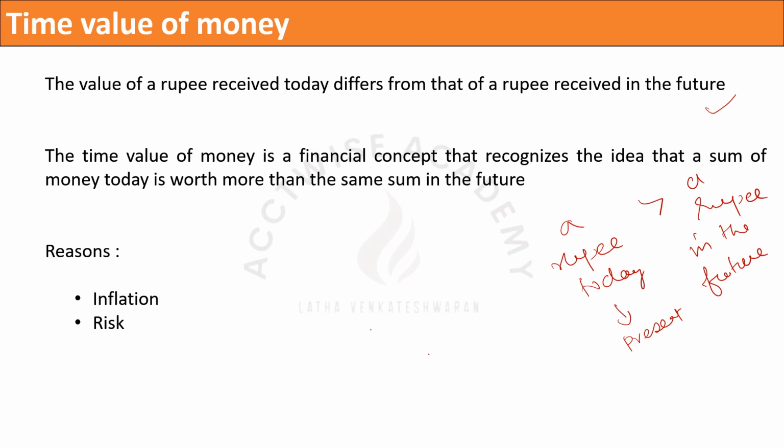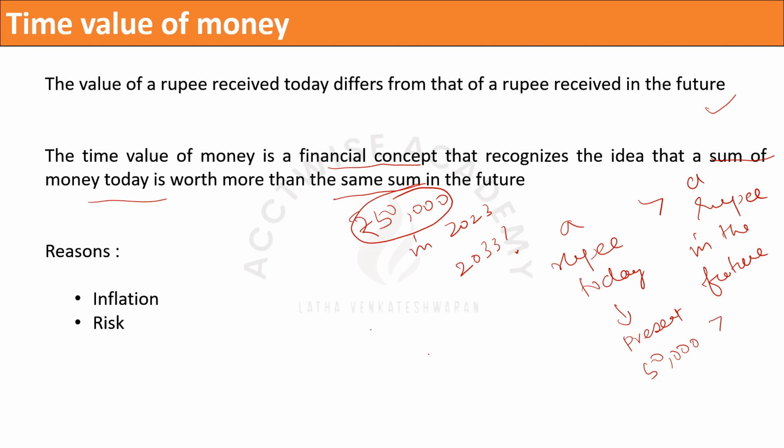Let us assume that we have got rupees 50,000 today in 2023. With this money, we can buy a fridge and a washing machine. Is it possible to buy the same products in 2033 with the same amount? Definitely no. So, the time value of money is a financial concept that recognizes the idea that a sum of money today, that is the present, that is rupees 50,000, is worth more than the same sum in the future.